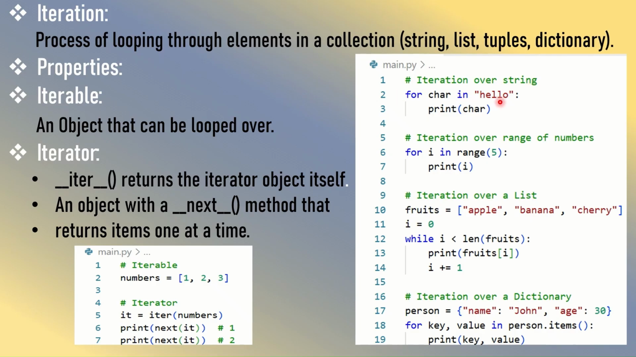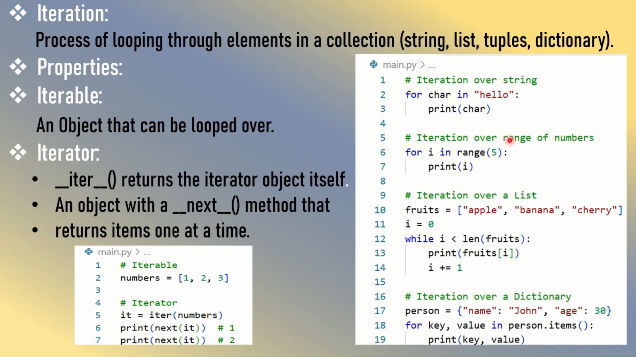For example, if I want to iterate over the characters in a particular string, we can very well iterate using the for loop. I have given a for loop with a variable which is used to access one character at a time, and inside this loop I'm printing each and every character. So this is how we can iterate over a string.